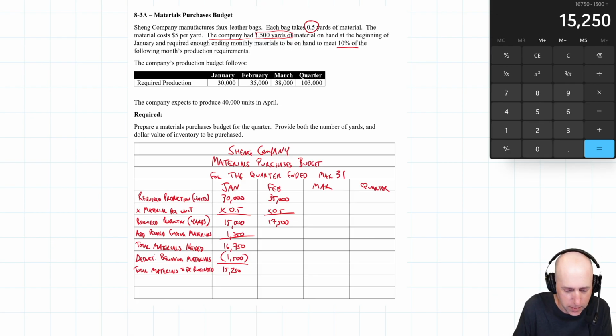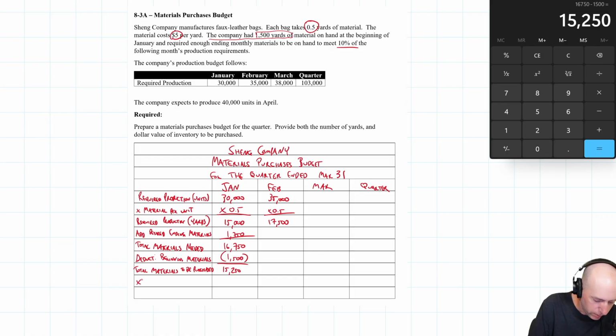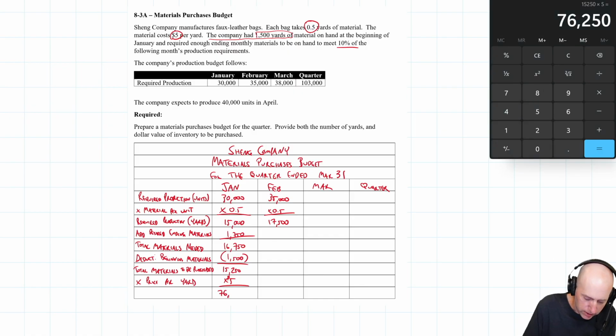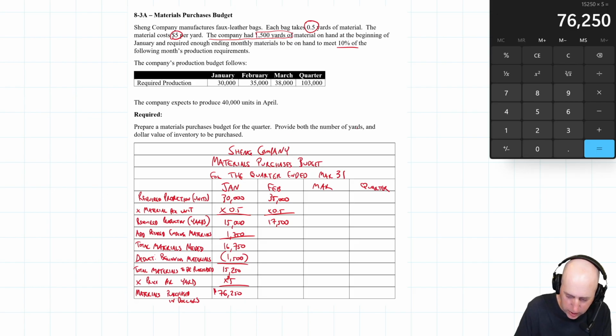The final thing is, how much am I going to spend? Well, it's $5 a yard. So let's multiply by price per yard, or per unit of material, times $5. 15,250 times 5 is going to be $76,250, which is materials purchased in dollars. So it says provide both the number of yards and dollar value of inventory to purchase. Maybe I should have said dollar value of inventory to purchase, but it's $76,250.